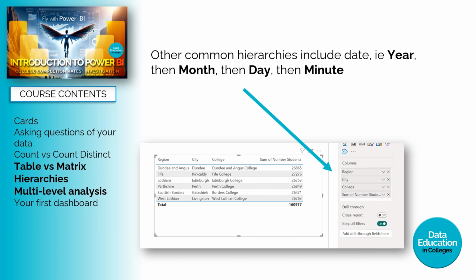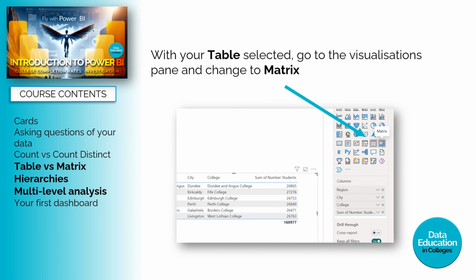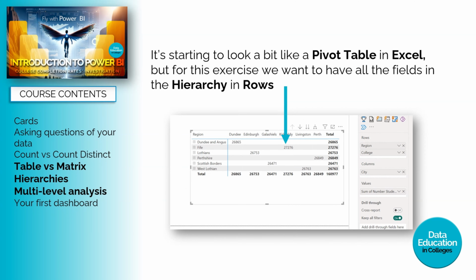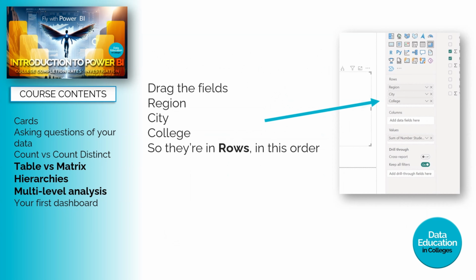These are all hierarchies. So select your table and then go to your visualizations pane and change it to a matrix, just right next to it there. Excel experts, you may notice it's starting to look a wee bit like a pivot table, but for this exercise, we want all the fields in the hierarchy in rows. So drag them around, but please try and have them in that order. So top level region, city, then college, all in rows. Leave values of number of students.